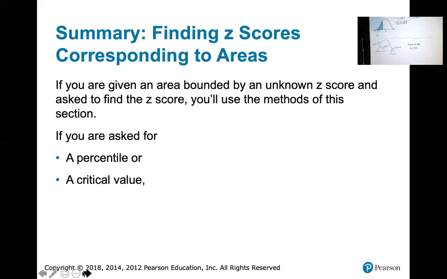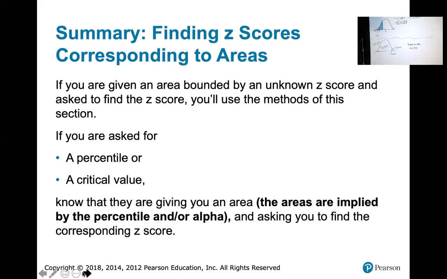Now, if you're asked for a critical value corresponding to a certain alpha, that alpha tells you the area to the right. Once you know the area to the right, you can find the area to the left, and then you're going to find a z-score using the methods that we talked about in this section. So whenever you see percentile or critical value, think that they are giving you an area or implying an area and asking for an unknown z-score. So whether they're giving you an area explicitly and asking for z, or giving you a percentile or asking for a critical value, in all of those cases, an area is implied and they're asking for a z-score.